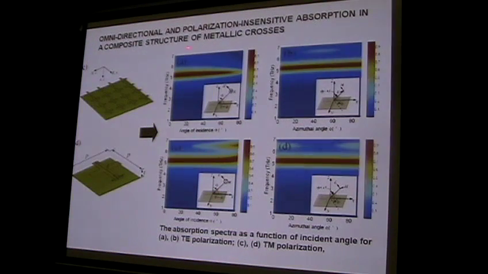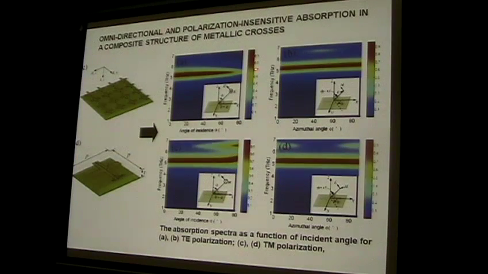it only works for one polarization. So when you rotate the azimuthal angle, some other polarization will show up. And then we make another dipole orthogonal to the previous one, and form a cross, putting the two orthogonal dipoles together. And then we look at the angle dependence, not just the theta angle, but the azimuthal angles.